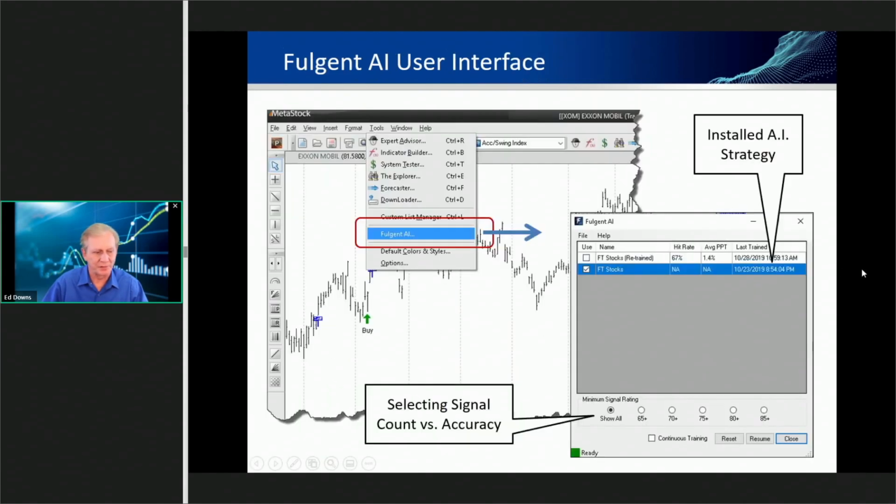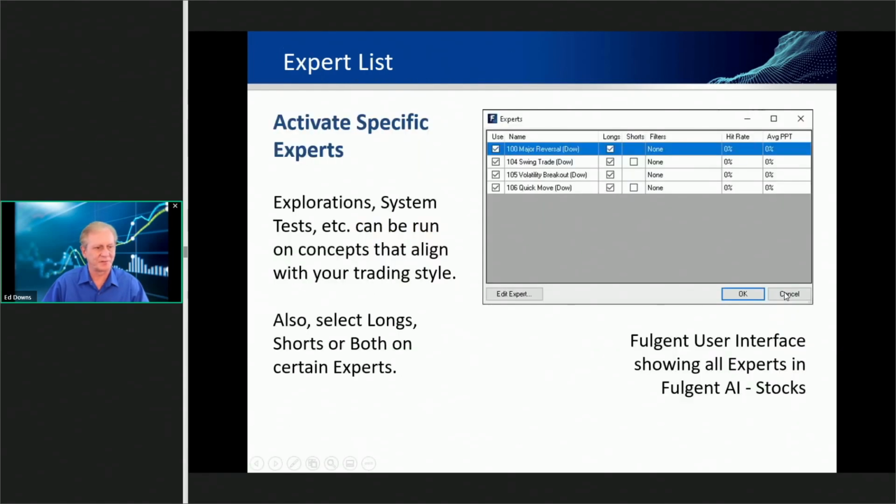And the thing we're going to be looking at in the software is how you actually activate it. We implemented a menu in the MetaStock system in the tools dropdown for our product. So when you go down there and you select Fulgent AI, it brings up the Fulgent AI interface, and then you can do the things that we're going to be doing. It's pretty straightforward. You'll get real comfortable with it once I get in there and start doing it. You can actually individually activate those experts. We're going to be doing that, and also selecting longs and shorts individually or both, and that kind of thing. So it's pretty simple.